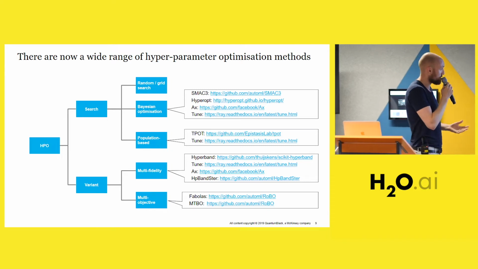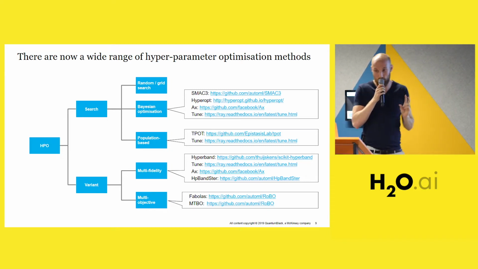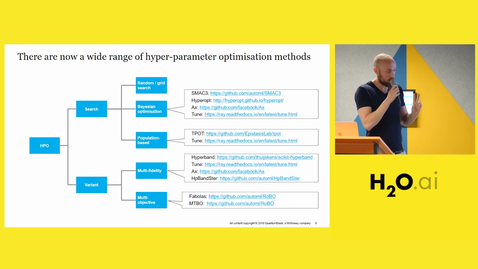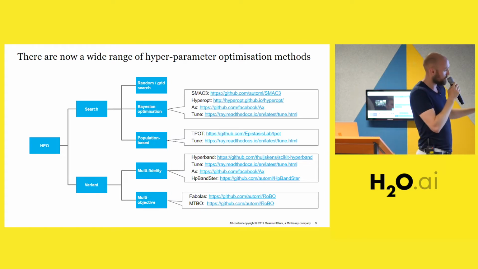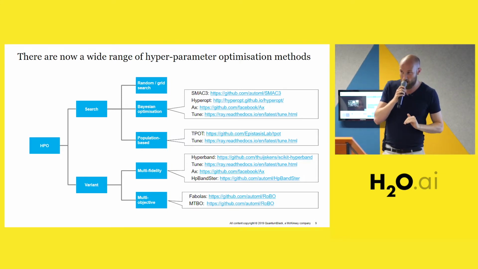Another thing that people are trying to do is they look at different variants of the original problem. And usually you split it up in two things. You can split it up in multi-fidelity methods or what are called multi-objective methods. What does that really mean?